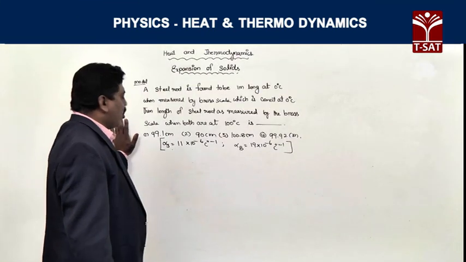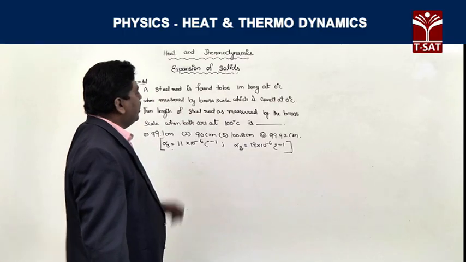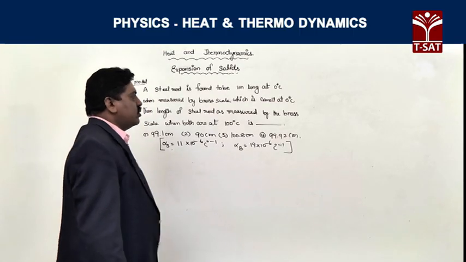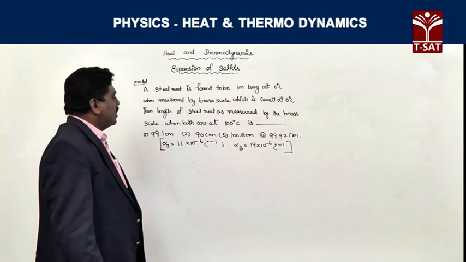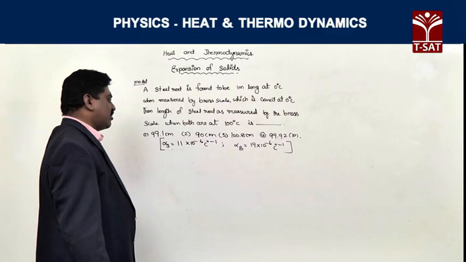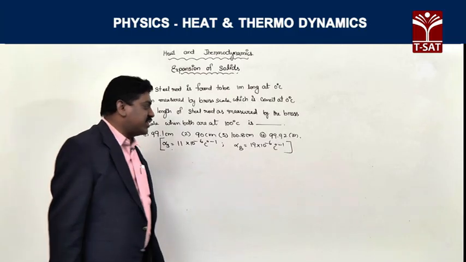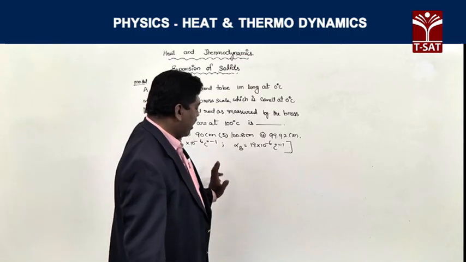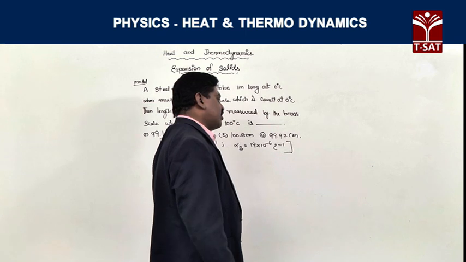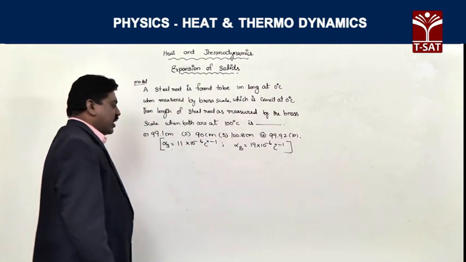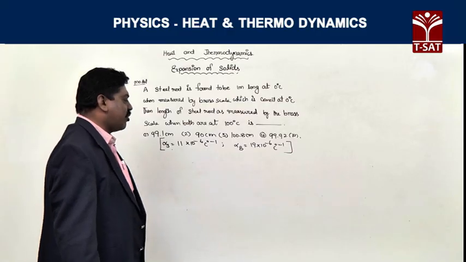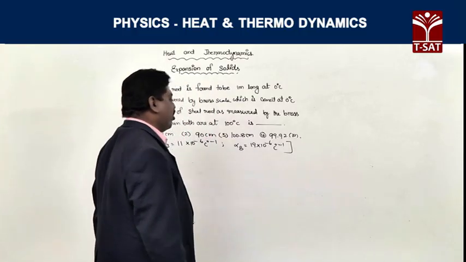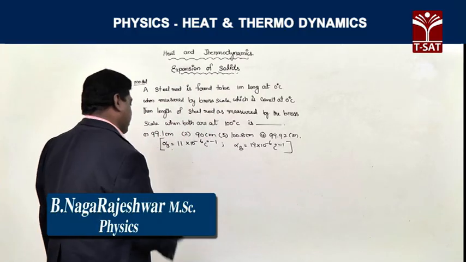Now let us do another model on the same formula. A steel rod is found to be 1 meter long at 0 degrees Celsius when measured by a brass scale, which is correct at 0 degrees Celsius. The length of the steel rod as measured by the brass scale when both are at 100 degrees Celsius is, the options given are 99.1 centimeters, 90.90 centimeters, 100.8 centimeters, 99.92 centimeters. We are given alpha S equals 11 into 10 to the power of minus 6 per degree Celsius, and alpha brass equals 19 into 10 to the power of minus 6 per degree Celsius.